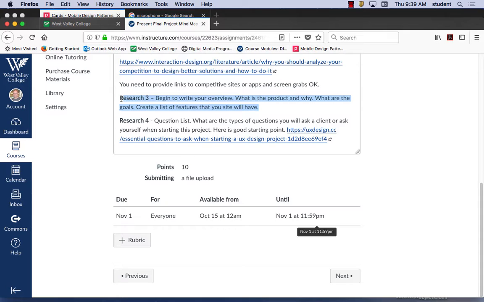And create a list of features that your site would have. Probably put a list in the overview. No, I just wrote that. I don't know why I wrote that there. I want a paragraph, though, of what your project is and why it's here. Okay? Read some of the overviews from the other ones. And then, again, the competitive site analysis.